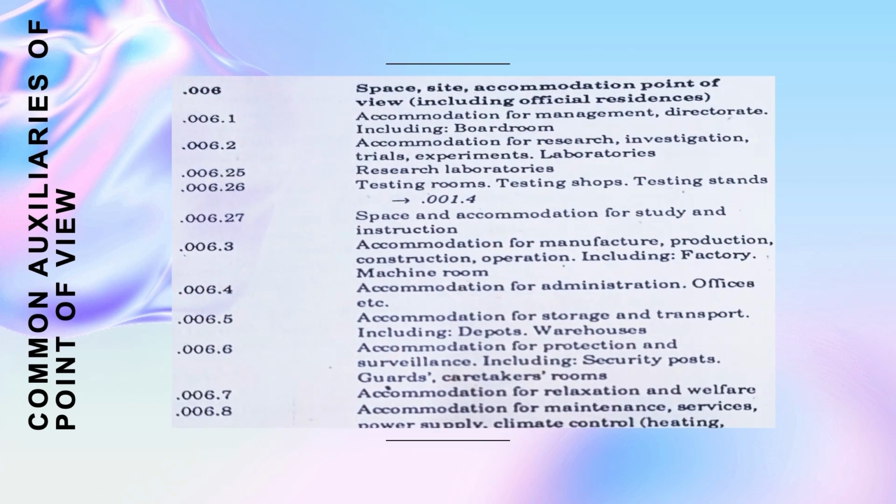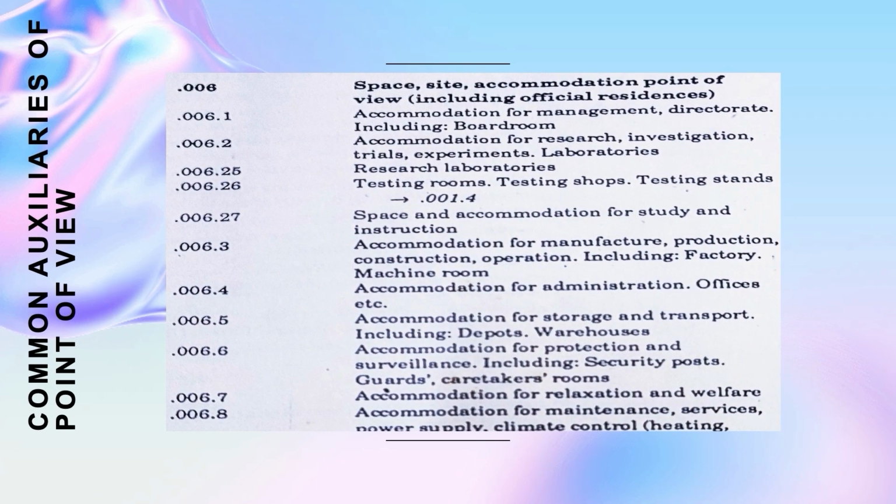Okay. Next, you see some portion of the schedule of UDC. You see .006, that is space, site, accommodation point of view, including the official residence. Okay. So there are subdivisions of .006. So .006.1 accommodation for management, .006.2 accommodation for research, investigation, etc., .006.25 research laboratory, .006.3 accommodation for manufacture, production, etc.